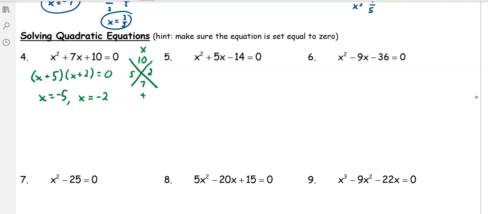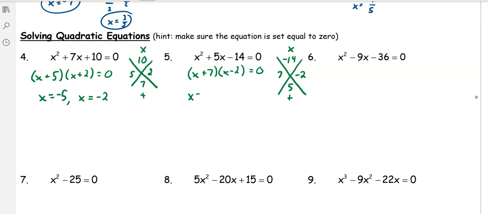In number 5, we have x squared plus 5x minus 14. Now we want to multiply to -14 and add to 5. Remember, when you're multiplying to a negative number, one factor has to be positive and one has to be negative. If we are adding to a positive number, our bigger number is the one that's going to be positive. Two numbers that multiply to 14 are 2 and 7. Because we're adding to +5, 7 is going to be positive and -2 is going to be the negative number. So we would have x plus 7 times x minus 2 is equal to 0.